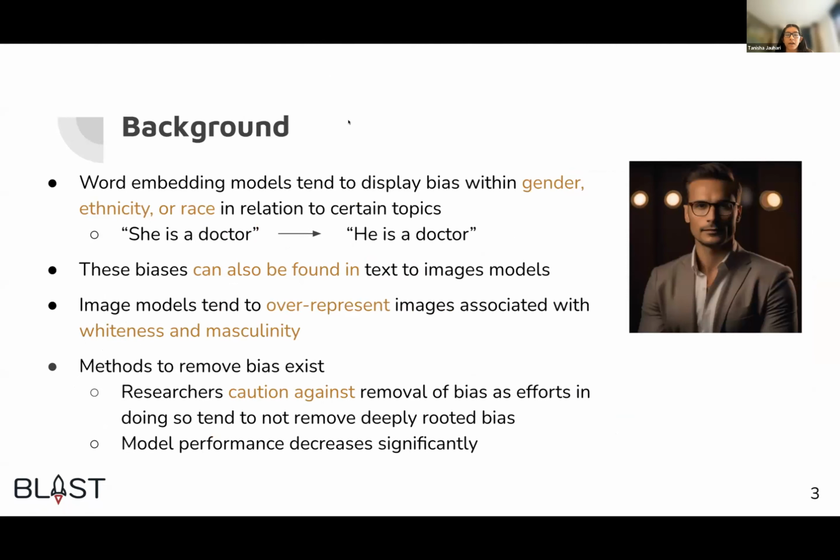So word embedding models have previously tended to display bias within gender, ethnicity, or race in relation to certain topics. So for example, if you type out, "she is a doctor," and it autocorrects to "he is a doctor." And these biases can also be found in text-to-image models like Stable Diffusion, where you enter text and it outputs an image. So image models tend to overrepresent images associated with whiteness and masculinity, such as the image to the right. And methods to remove bias exist, but researchers caution against the removal of bias because most efforts don't end up removing deeply rooted bias, and the model performance decreases significantly.